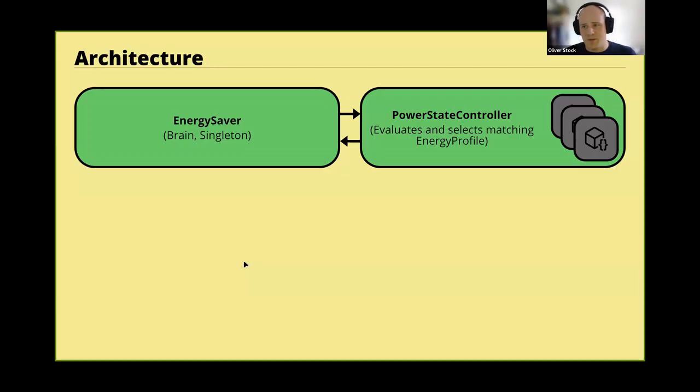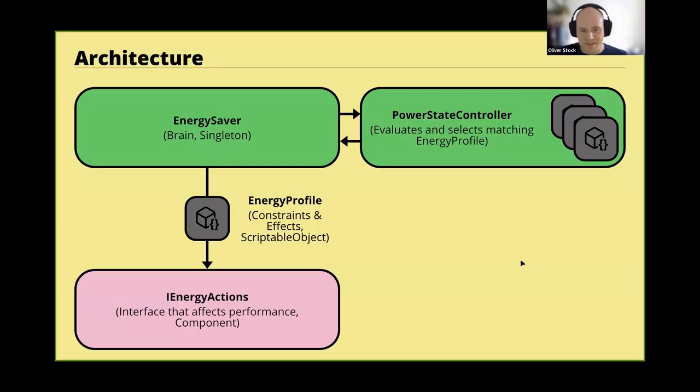How long have we been idle? Do we maybe even stop rendering completely because the player has been gone away for, I don't know, 10 minutes or so? So it tries to find out what's the best fit for the current situation, and then returns an energy profile to our Energy Saver. The Energy Saver then takes that profile and applies it to various IEnergyActions, as I've called them. That's basically an interface that affects performance.